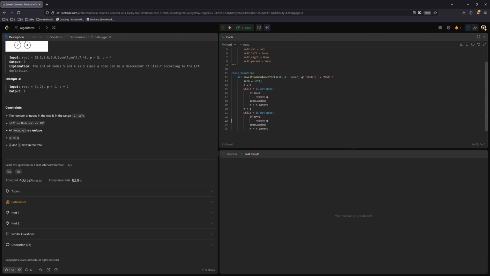n equals q. And this is going to be similar. Well, n is not... No, this is not going to happen. Scene. Okay. If n in scene, then it's going to be the lowest. We'll return n. And I guess that's it. P and Q exist in the tree. All node.value are unique. Oh, okay.